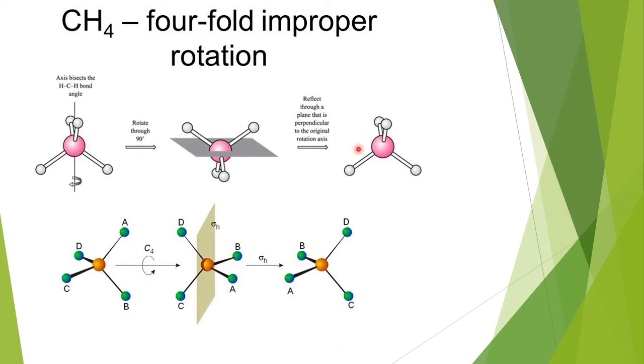So now we have a symmetry operation which has produced a new orientation which is indistinguishable from the first one. So what's the symmetry operation we have performed? We have performed a combination of two symmetry operations. First is the rotation, followed by reflection through a plane that is perpendicular to the rotation axis.